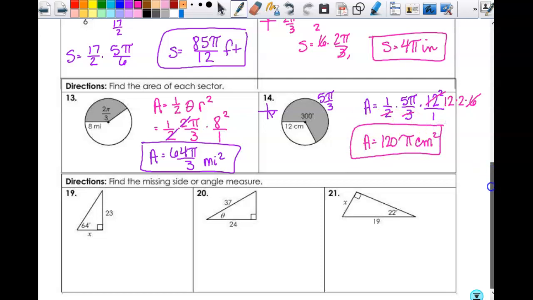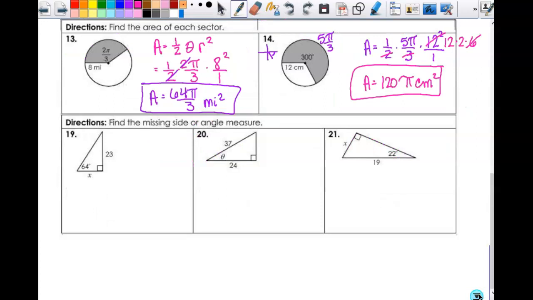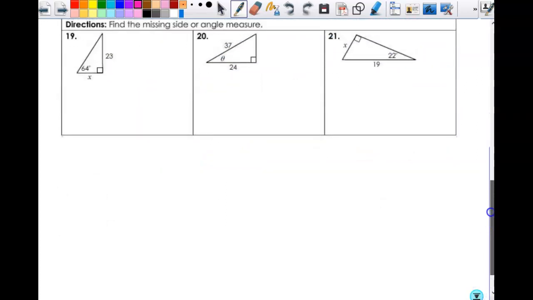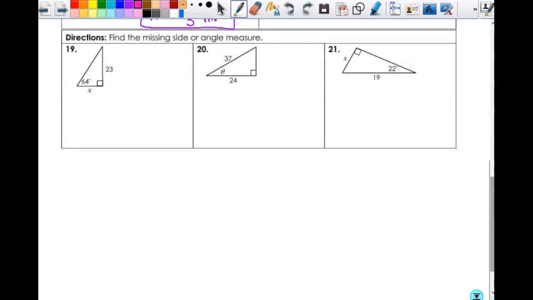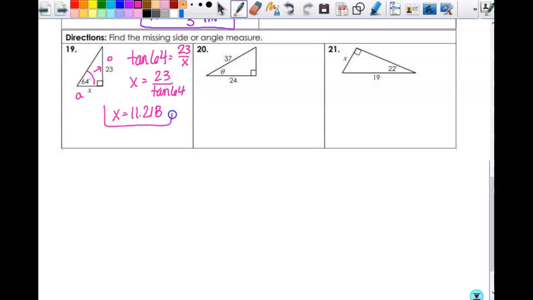All right, so then we're back to a calculator section. We could set it all up without the calculator, but to get the final answer, we'd have to type that in. So in my trig here, for my angle, this is the opposite side, this is the adjacent side, so I'm using tangent. So the tangent of 64 is equal to 23 over x. So x equals 23 over the tangent of 64. And that means that x equals 11.218.